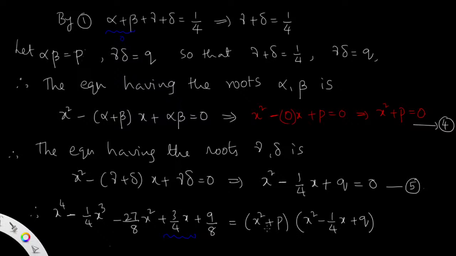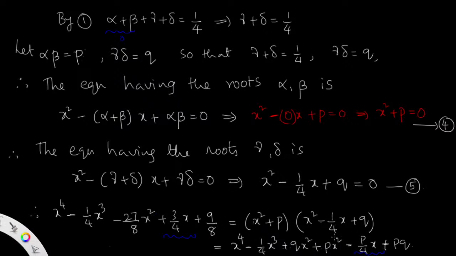Now just multiplying this out, for convenience we multiply: x square into x square gives x to the power of 4, then minus 1 by 4 into x cube, then q into x square, and p into x square, minus p by 4 into x, plus p into q. This is the x square coefficient, this is the x coefficient I am comparing, and then comparing the constants. For convenience, we have to find the value of p.